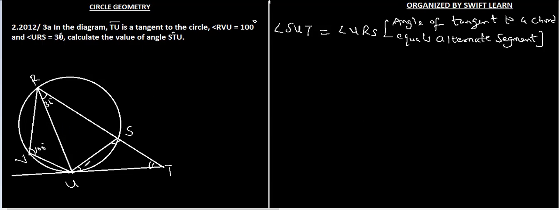Now, do you see it? This is alternating to this. Look at it. It is alternate, directly in front of it. So it's going to work. So I will say now, let me change my marker. Sorry. SUT now will be what? 36 degrees.